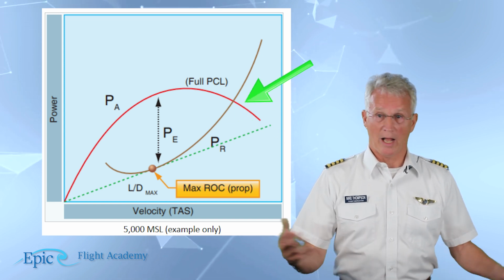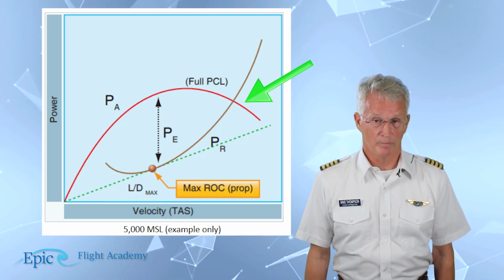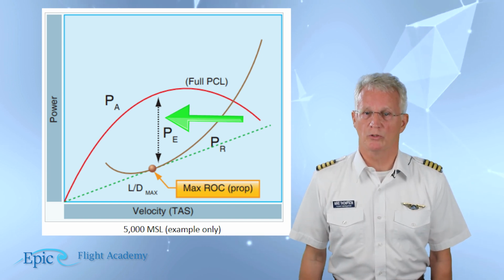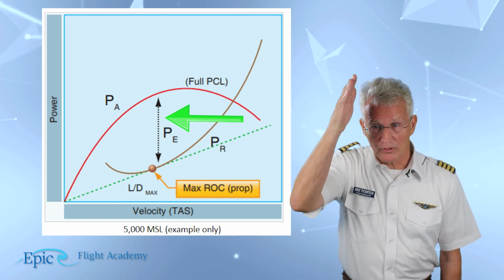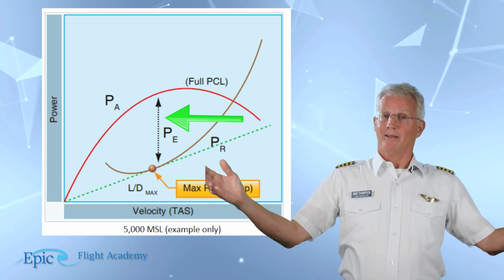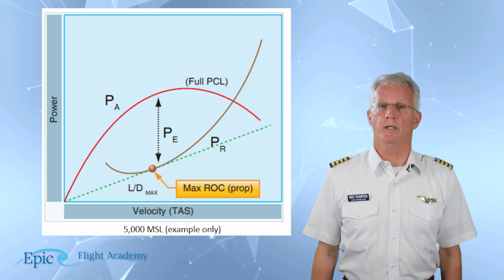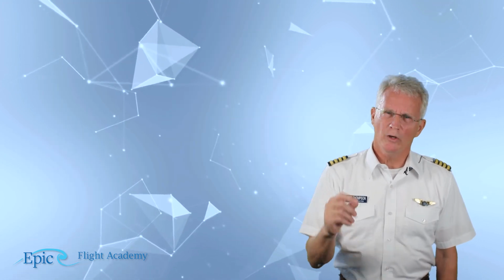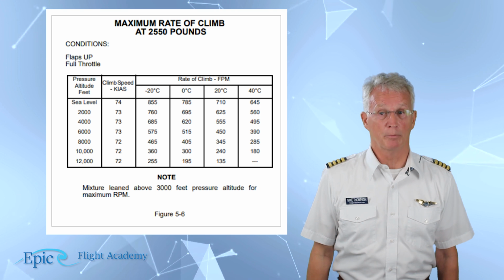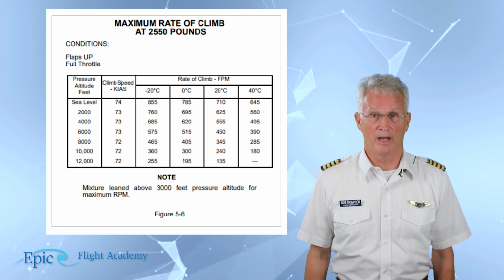Now let's say, for our example, that we're at 5,000 feet MSL. The vertical black line is the maximum difference between the two curves, and the corresponding airspeed at the bottom of the graph will be, you got it, VY. Now, what happens to VY speed as we go up in altitude? We know that VY decreases, and this is shown in the POH in Section 5 on performance in Figure 5-6 on page 5-18.